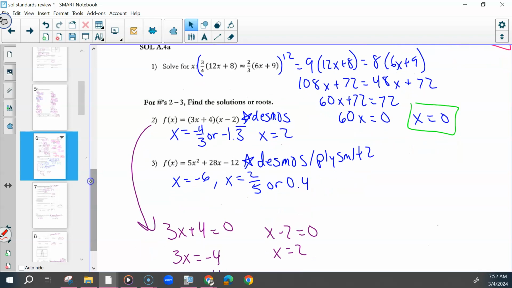Number 2, you could write it like this. You could write it as curly brackets. You could write them as ordered pairs. There are a couple different ways. But there were 2 answers for number 2, negative 4/3 or negative 1.3 repeating, and x equals 2. Number 3, 2 answers again, negative 6 and 2/5 or 0.4.